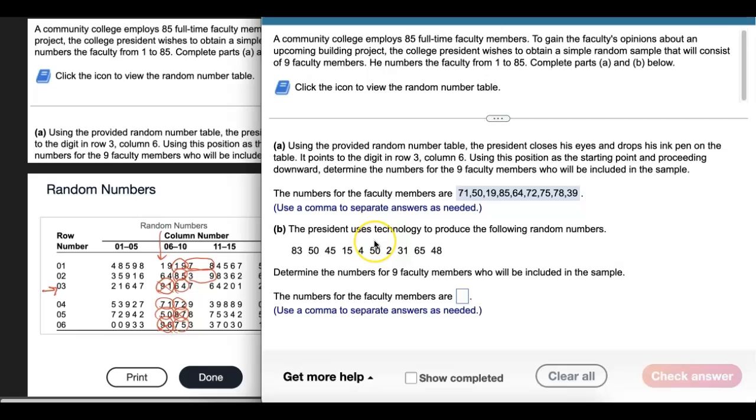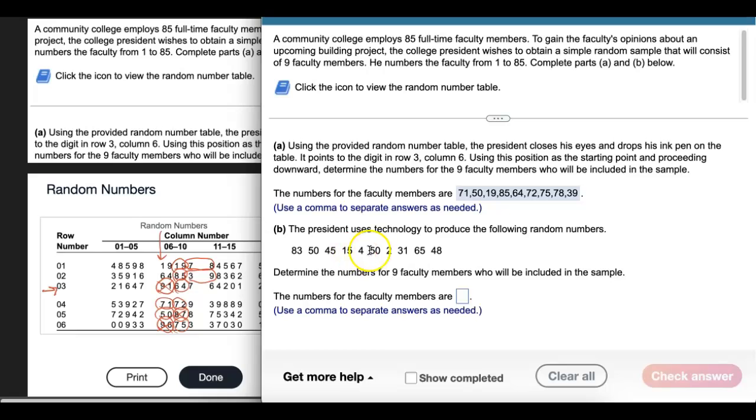So in part B, what we're told here is that the president is using an entirely different procedure. They're going to use technology to produce the following random numbers and to determine the numbers for the 9 faculty members who will be included in the sample. Well, you'll notice here there are 10 numbers in this list. So obviously I can't include all 10 numbers. I only have 9 faculty members.